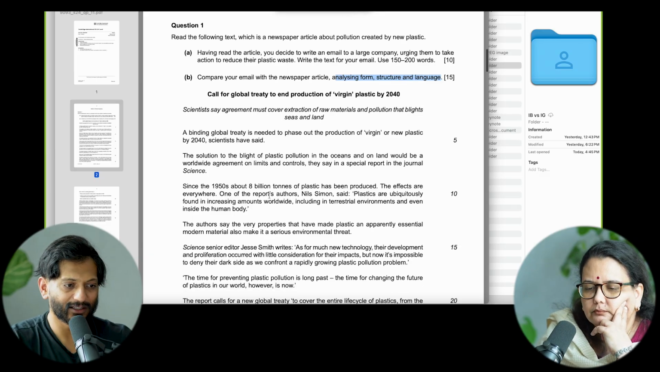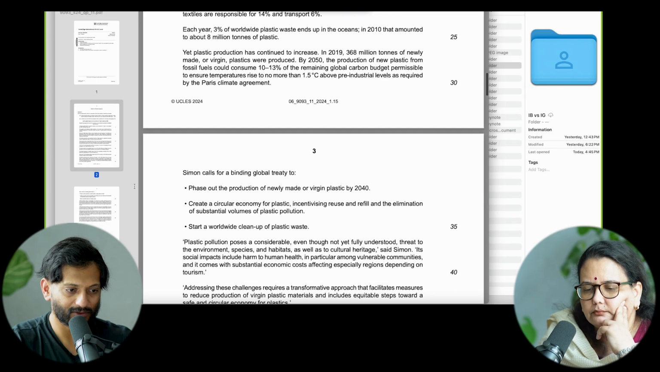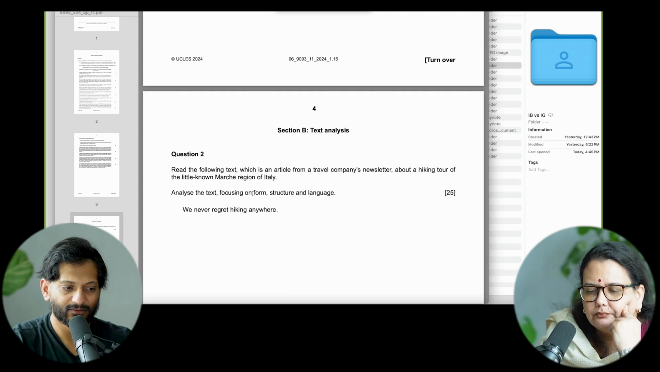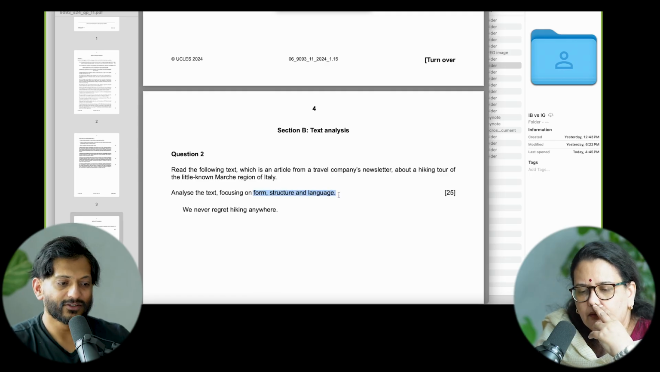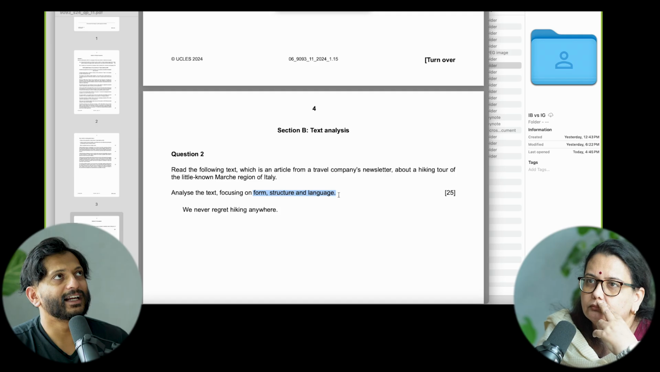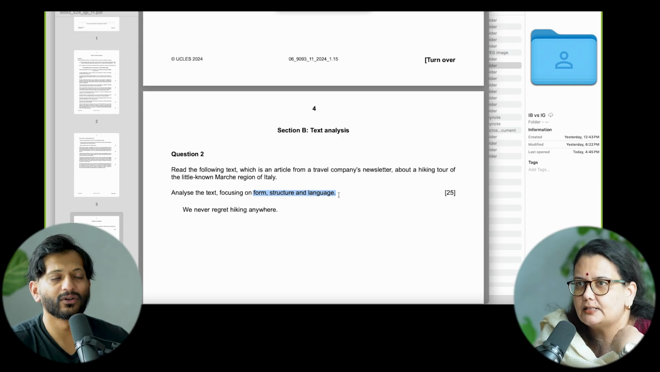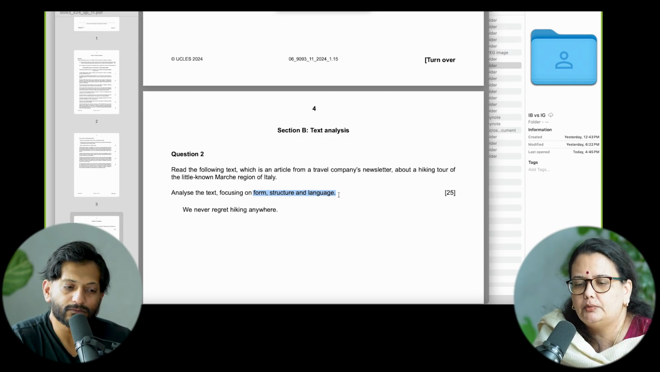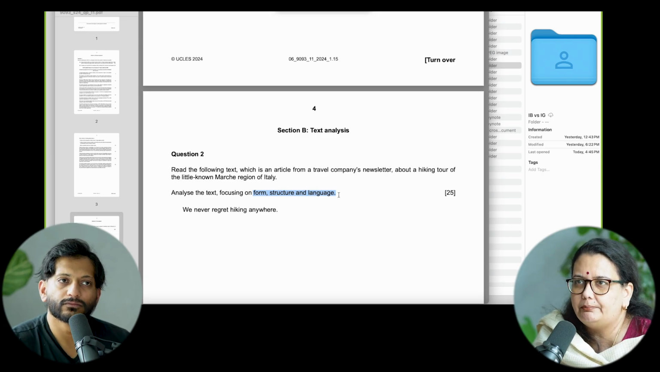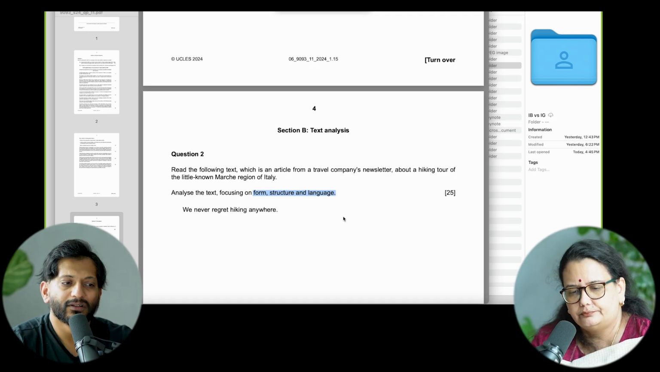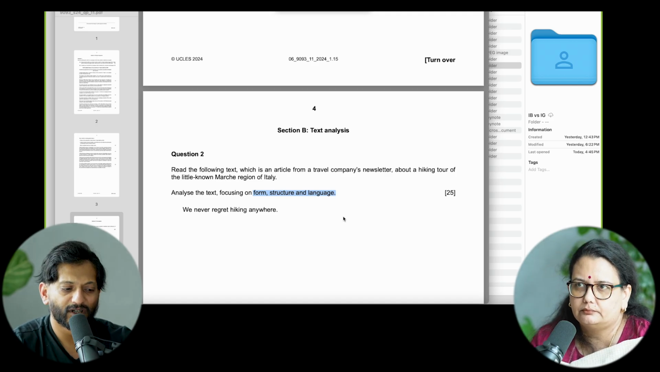All right. I think let's have a look at the next one. Again, form, structure, and language. So is it that there are a few types of questions that they're going to ask, and that's what you have to prepare for? Yes. Okay. So the papers typically follow the same pattern. More predictable as to how you're going to have to approach it.